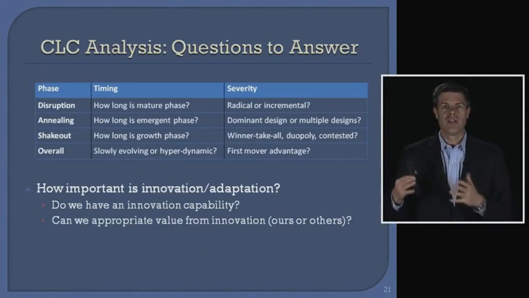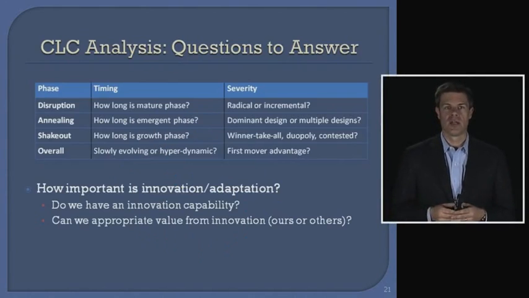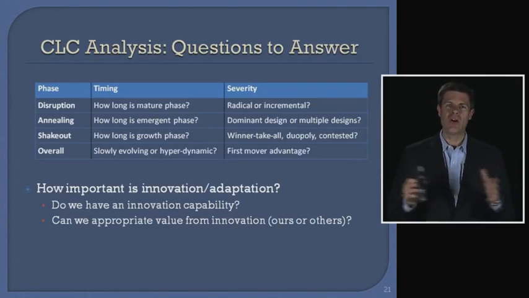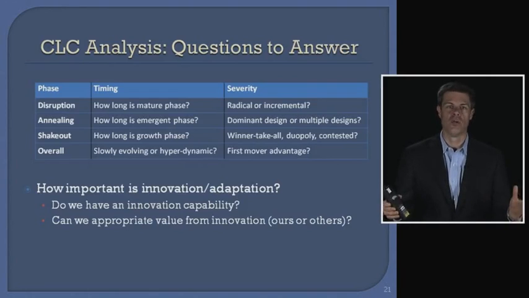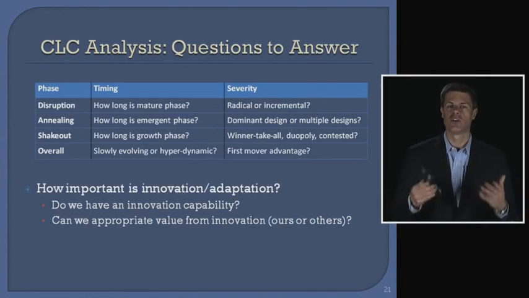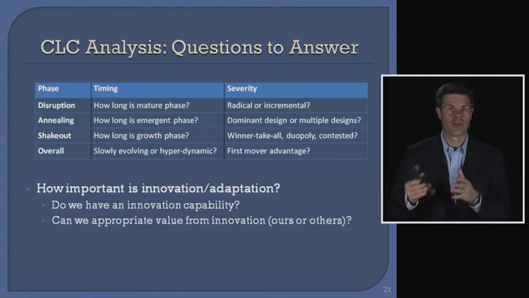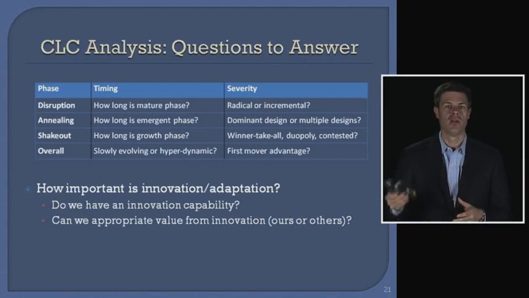So some questions you want to answer in the course of doing a competitive life cycle analysis are questions around both timing and severity. So the timing questions. How long is a mature phase likely to last? Is this an industry in which there are literally decades before a large disruption comes along? Talked about the automobile industry, 100 years of the internal combustion engine, now perhaps going through a disruption with electrical and other types of hybrid technologies.